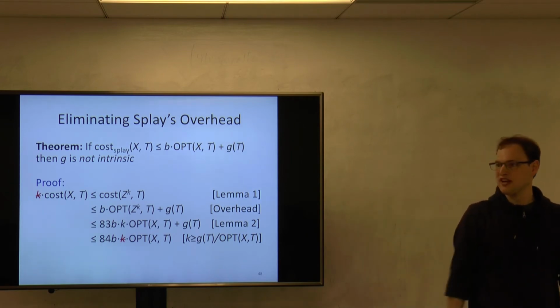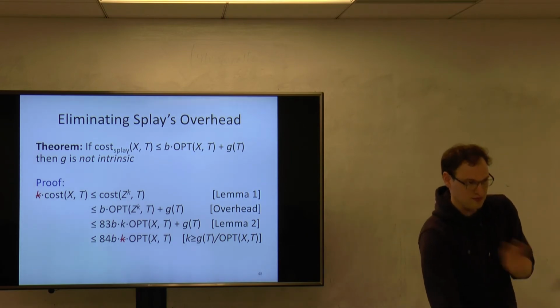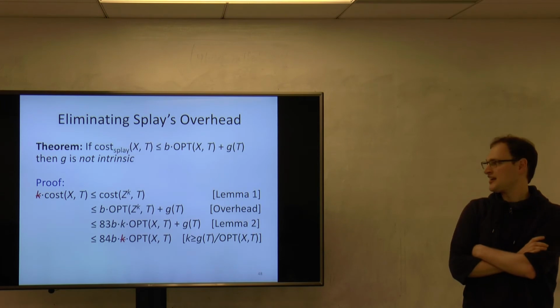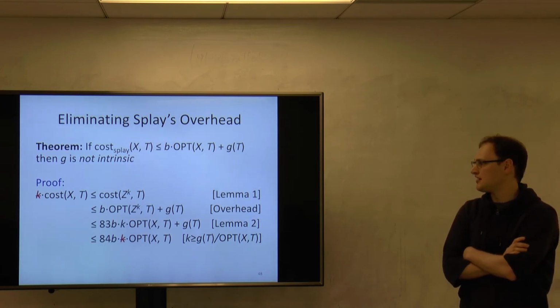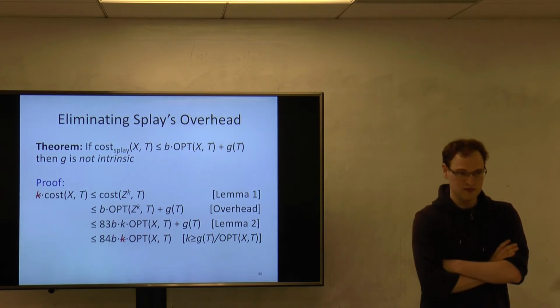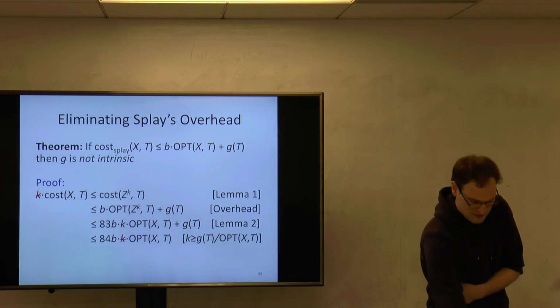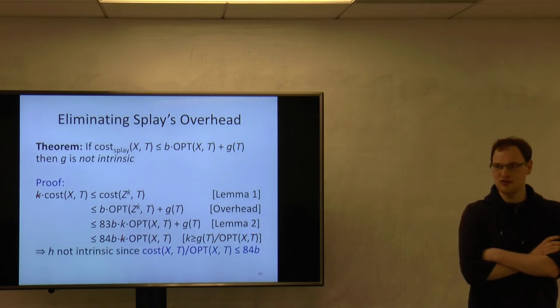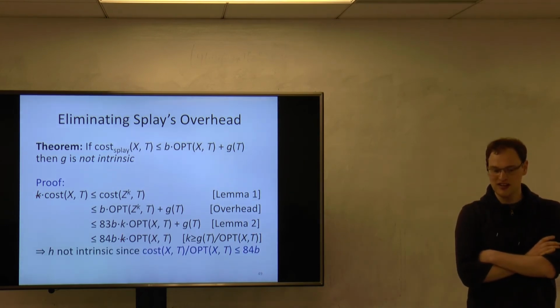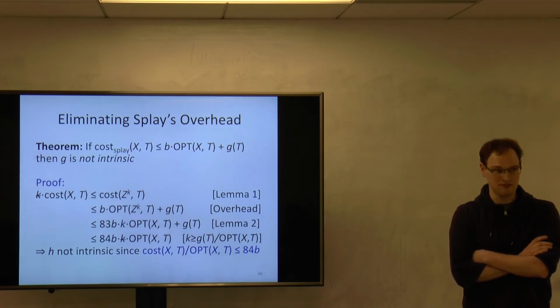And looky here, we eliminate the k's. So cost of splaying x is less than 84b times optimum cost for x. There's no additive g of t. And therefore, there's no intrinsic additive overhead, because that ratio is always constant. You can't exhibit something that goes to infinity.